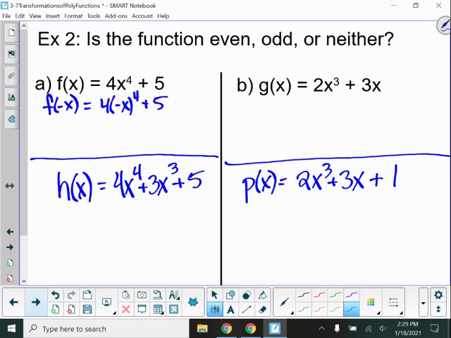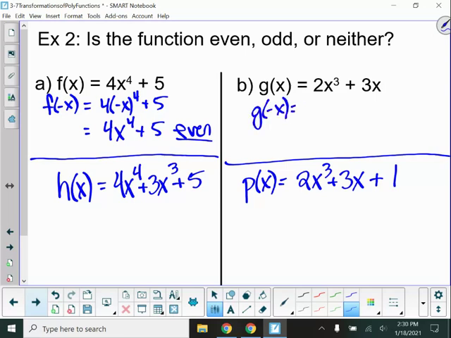So for part A, I have 4 times negative x to the 4th plus 5. Well, if you have a negative raised to the 4th power, that's just going to give you a positive answer. The 5 does not change sign, which means part A has to be an even function because it's exactly the same as what we started with.